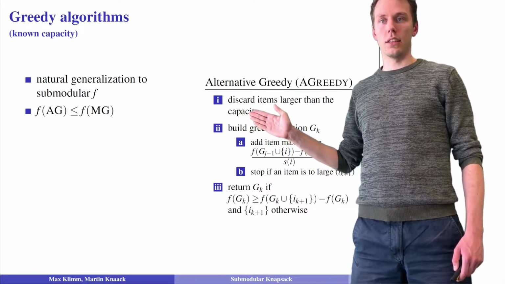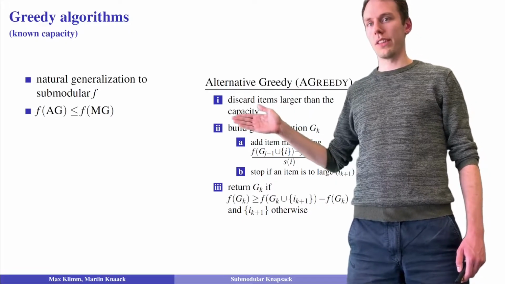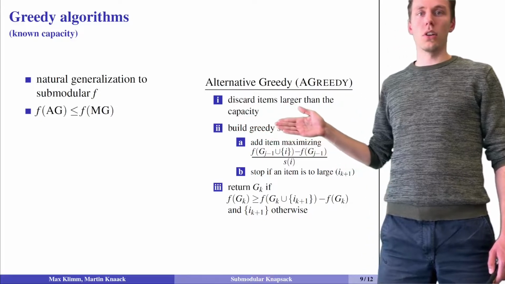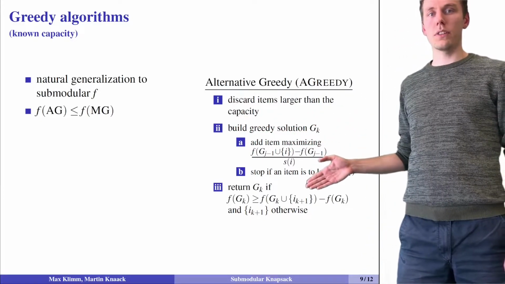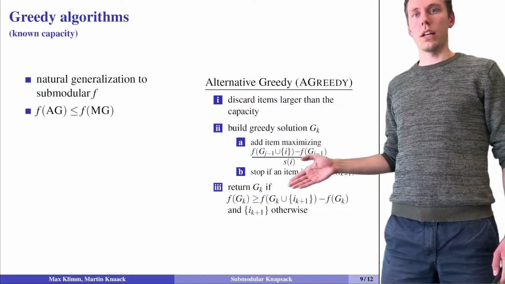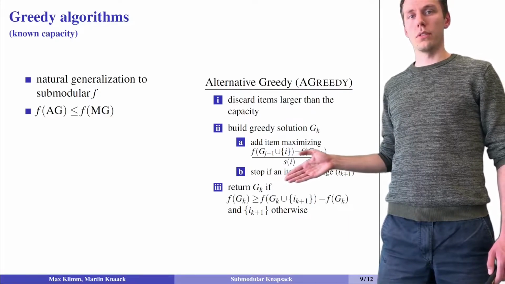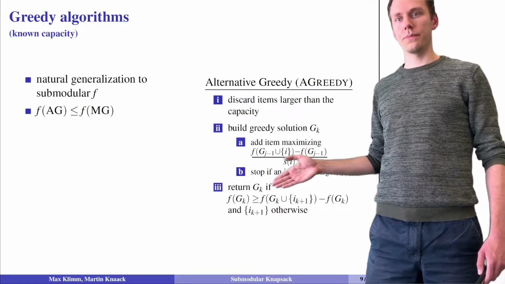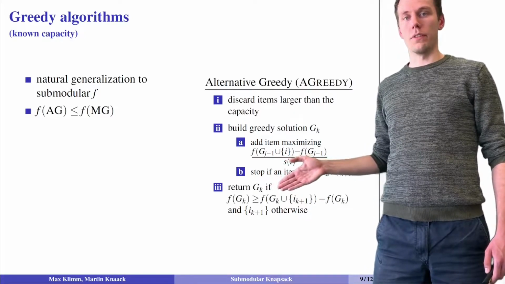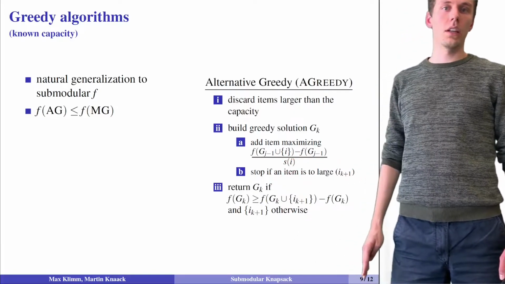The result at hand is that the value of the alternative greedy is less than or equal to the value of the modified greedy, simply because the modified greedy always returns the better of the two solutions, and the alternative greedy may return the worse of the two solutions if the condition is like that.